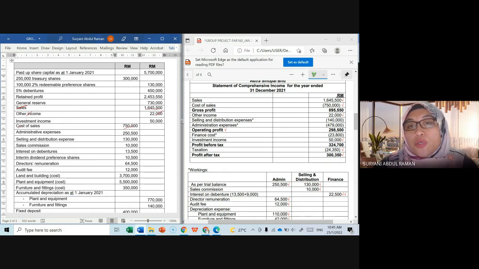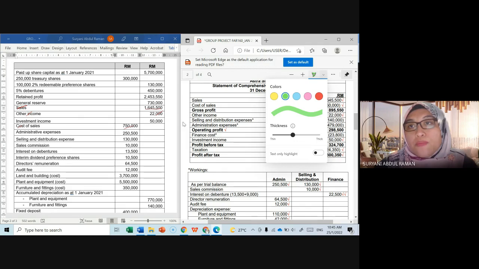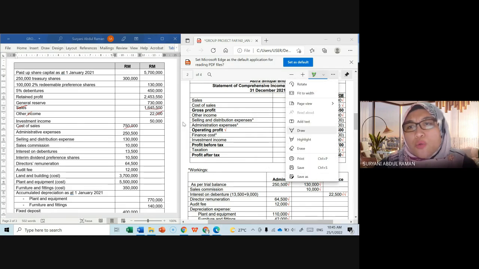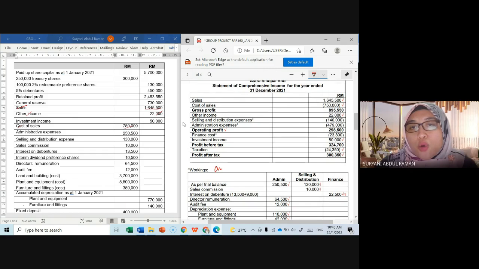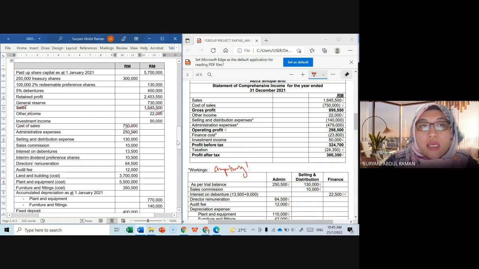Next, selling and distribution, administrative expenses and finance cost. Remember I told you, you must show me the working. But some of the groups did not show the working, so you lose many marks. You lose a lot of marks, class, when you don't show me the working. This is compulsory. Remember? Compulsory to show the working. So based on the trial balance, let us arrange the expenses according to function. We start with admin. So this is admin. Selling and distribution goes here.